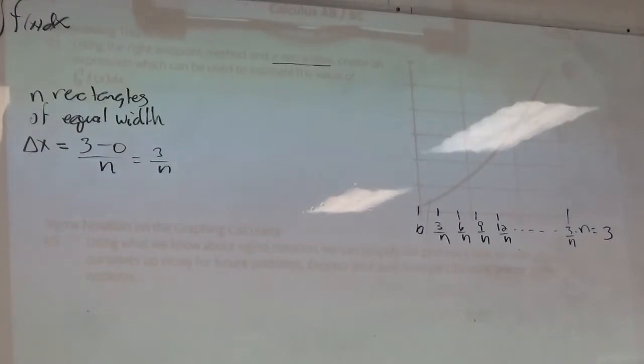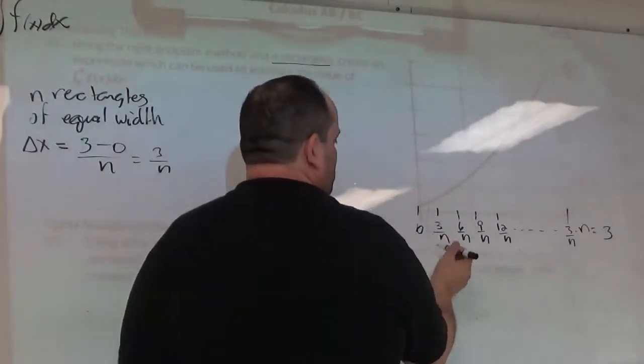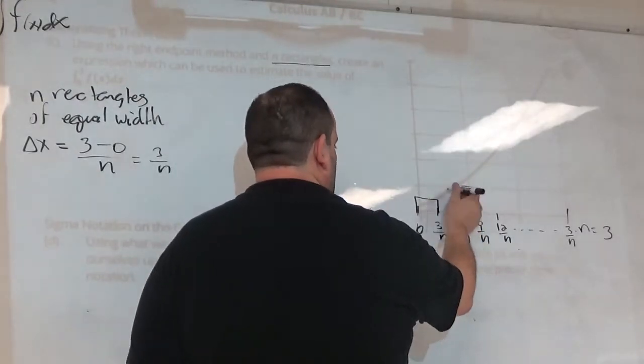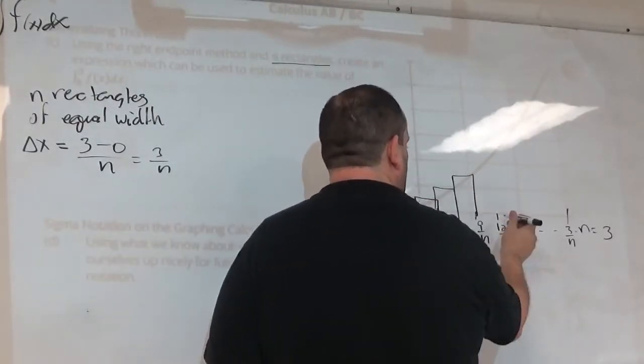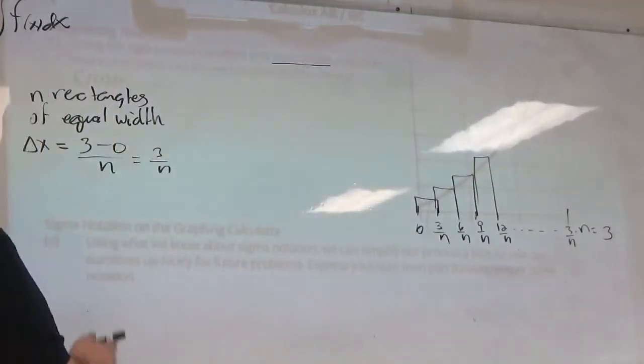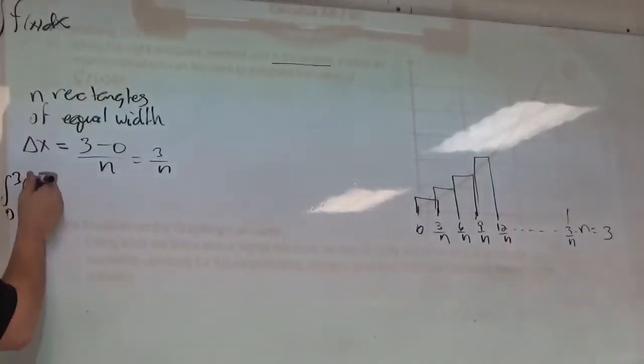That's your partition. When we do the rectangles, it's the right endpoint method. So I go up, over, down. Up, over, down. Up, over, down. And I just keep on going. Well, what's that integral?